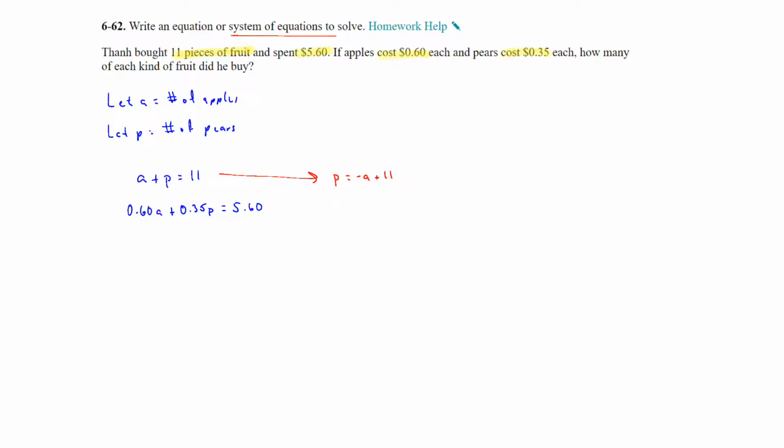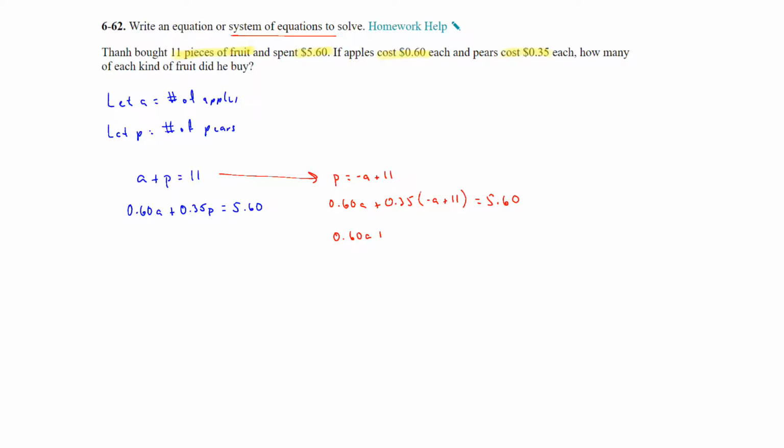And I'm going to replace 0.60A plus 0.35 times P, which now is going to be substituted in for the negative A plus 11, is equal to $5.60. So once again, you can see that there's different ways that you can solve this problem. So let's go ahead and finish this one off. This will allow us to solve for the number of apples, and then we'll have to plug in to figure out the number of pears.